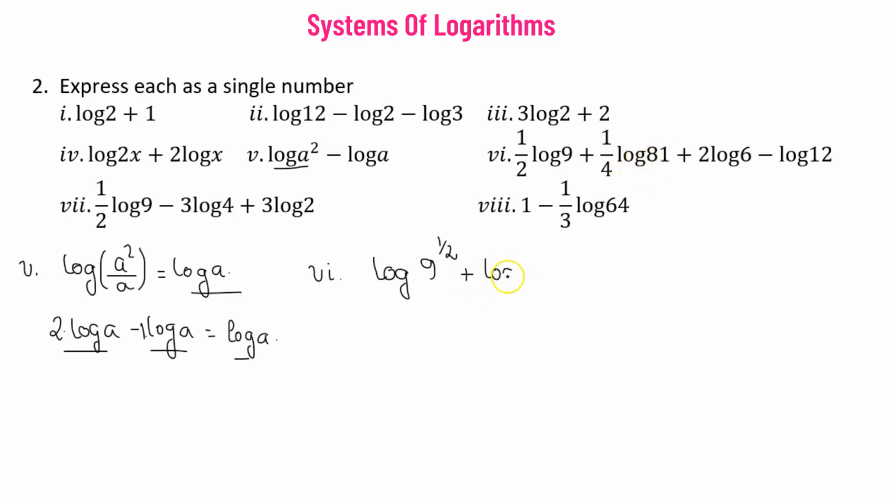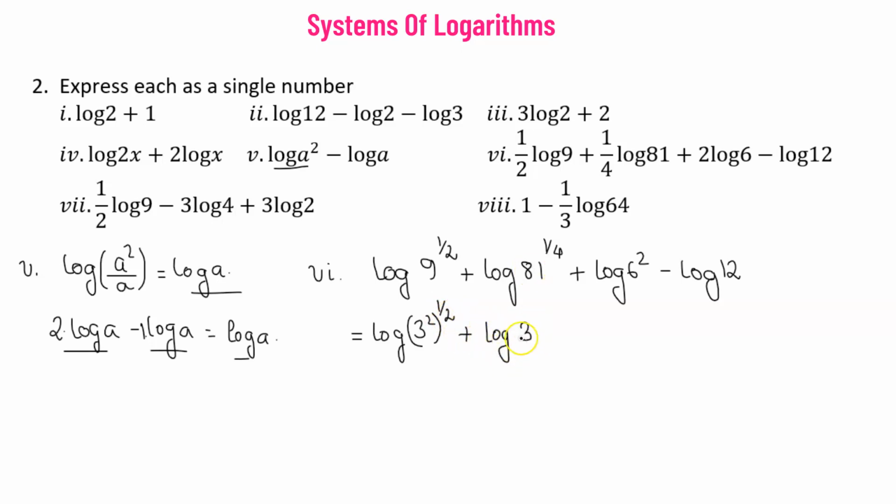So that's the same as log of 81 raised to the power of 1/4 plus log of 6 raised to the power of 2 minus log of 12. Right. Then moving on, now what's 9? 9 is 3 squared. So we have 3 squared raised to the power of half plus log of 81. 81 is 3 raised to the power of 4, means the same thing, whole raised to the power of 1/4 plus log of 6 squared.